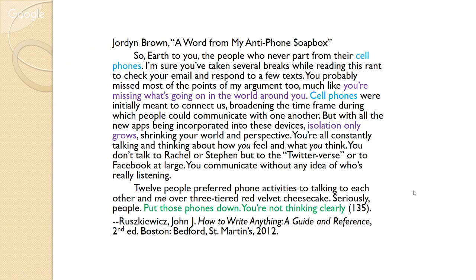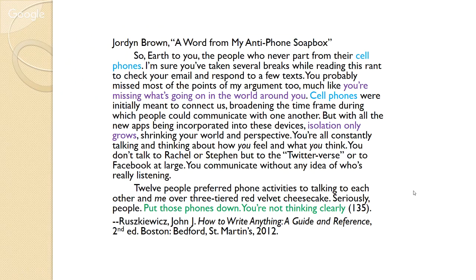Cell phones were initially meant to connect us, broadening the time frame during which people could communicate with one another. But with all the new apps being incorporated into these devices, isolation only grows, shrinking your world in perspective. You're all constantly talking and thinking about how you feel and what you think. You don't talk to Rachel or Steven, but to the Twitterverse or to Facebook at large. You communicate without any idea of who's really listening.